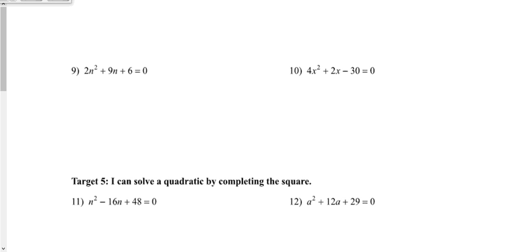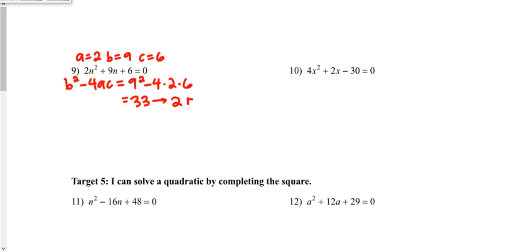Continuing with the quadratic formula, so just some different examples here. So A is 2, B is 9, and C is 6. So starting off with the discriminant, b squared minus 4ac. So that would be 9 squared minus 4 times 2 times 6. And that gives me 33. So since this is a positive discriminant, that means there's two real solutions. And we're going to circle back to that at the end to make sure that's the case.